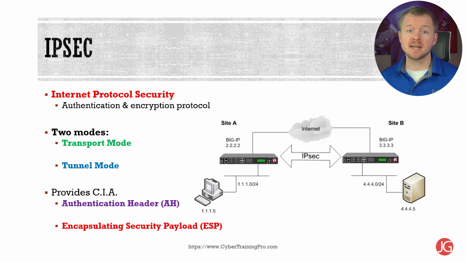Tunnel mode encrypts the entire IP packet, and it encapsulates it inside of another IP packet. Something great about IPsec is that it provides authentication, integrity, and confidentiality through two protocols: authentication header, AH, and encapsulating security payload, ESP. Authentication header oversees authentication and data integrity. Encapsulating security payload encrypts the TCP segment and everything that authentication header does. This basically makes ESP the protocol of choice.